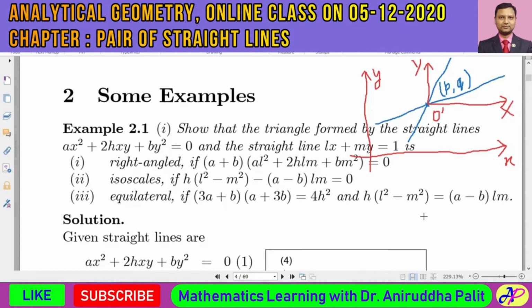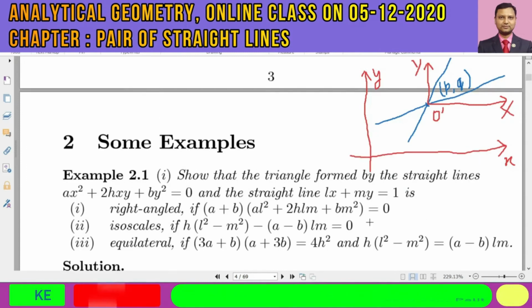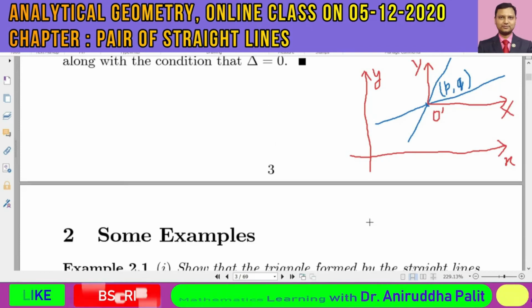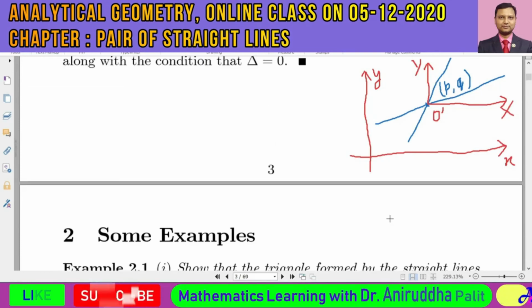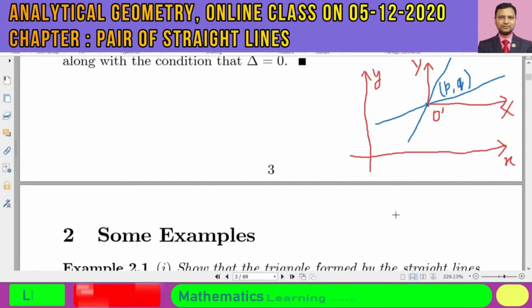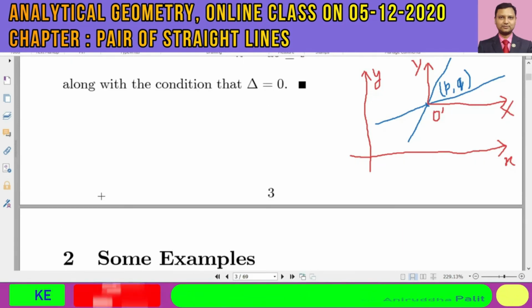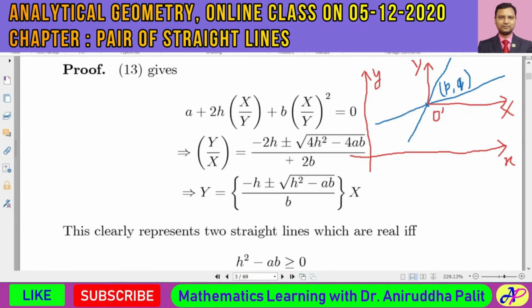Now we need to discuss these examples. Actually, these examples would be discussed in the next and subsequent classes, but before discussion I need to show you something related to this kind of examples, because that would be important for you.